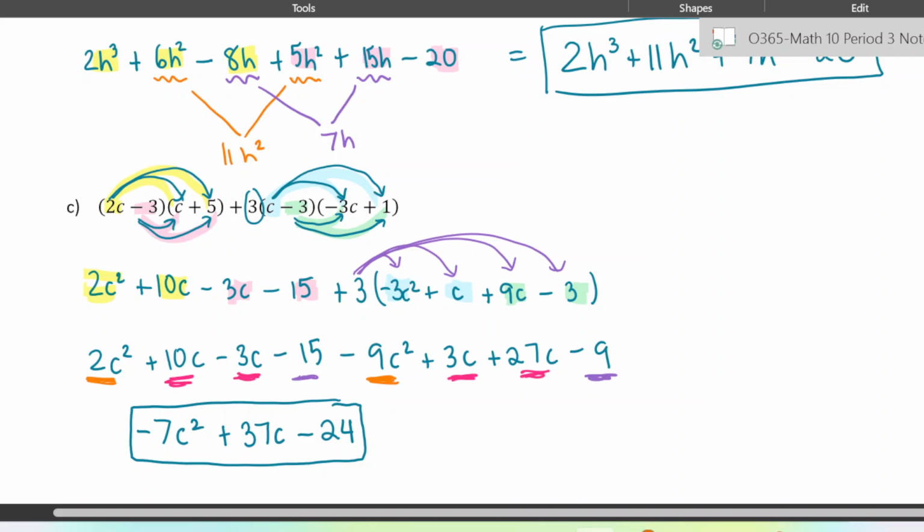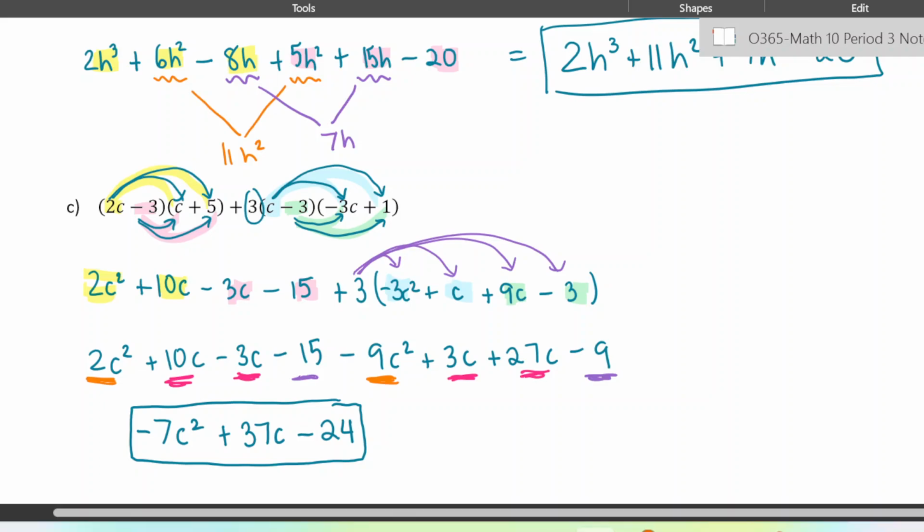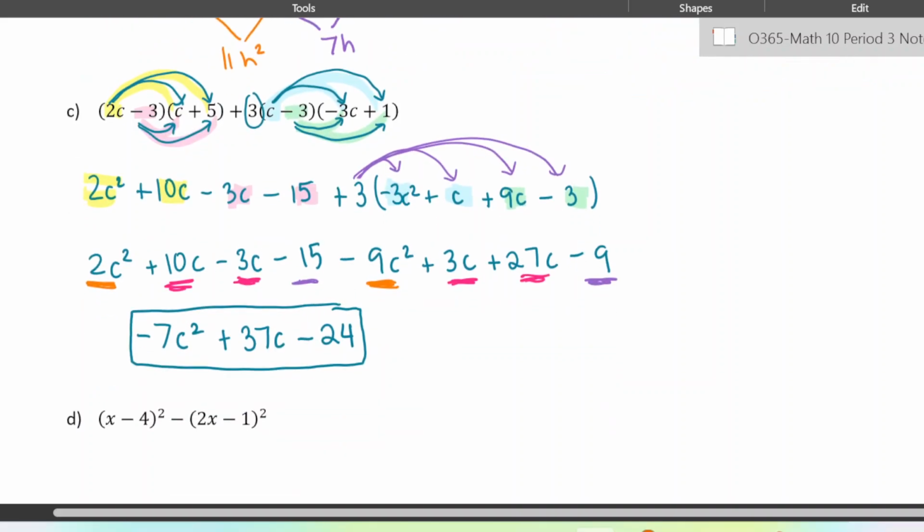There's our final answer. So something quite complicated turned into a fairly simple polynomial in the end. That's the purpose of expanding and simplifying, it does simplify the expression down into something much easier to work with.